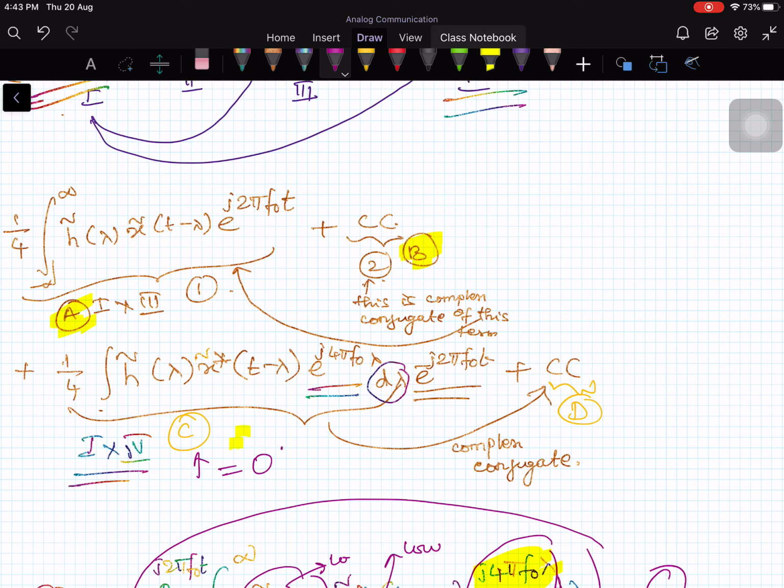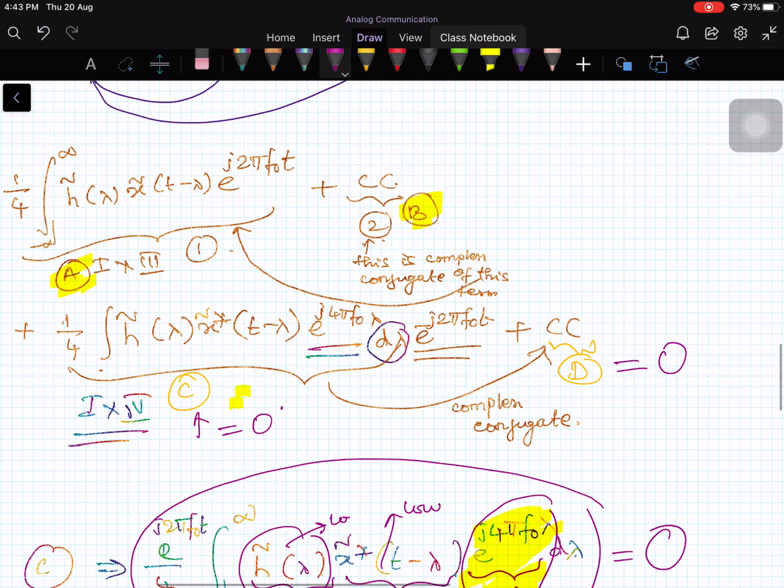Now what about the D term? This is also 0. Why? Because it's a complex conjugate of that. So the D term is also 0. Only the first term and the second term survive. So therefore basically we are left with the first two terms, the A term and the B term.